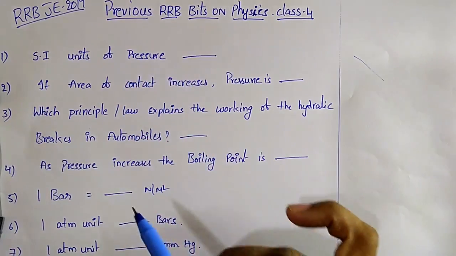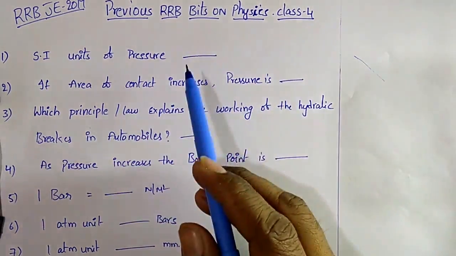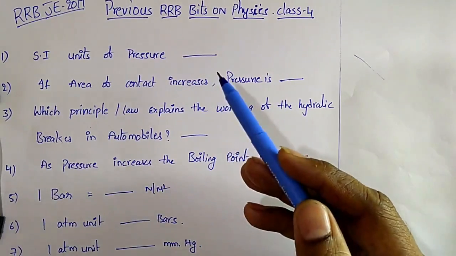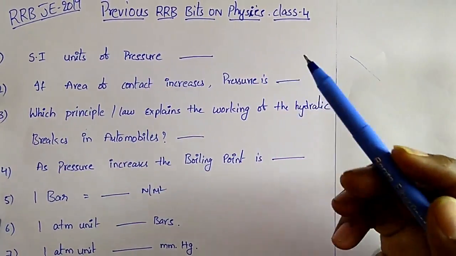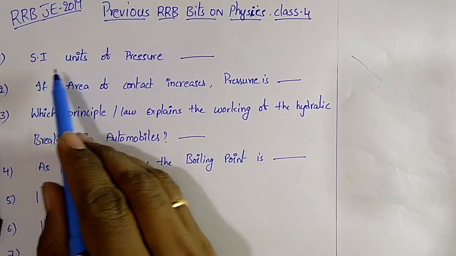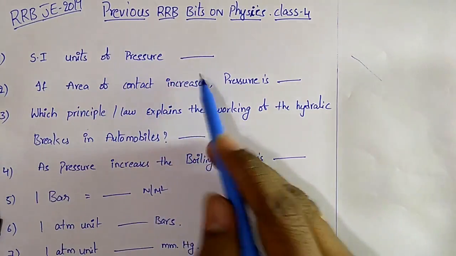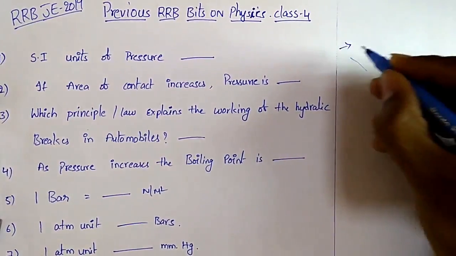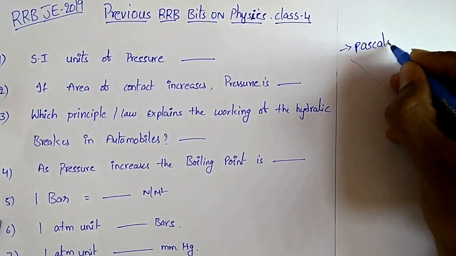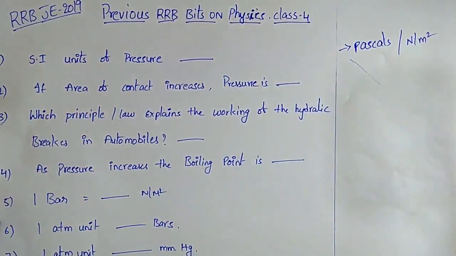Now, previous RRB bits on physics class 4. In this class 4, the previous bits on pressure, surface tension, friction and also viscosity topics. First of all, the SI units of pressure. We know that the SI units of pressure are nothing but pascals or Newton per meter square.